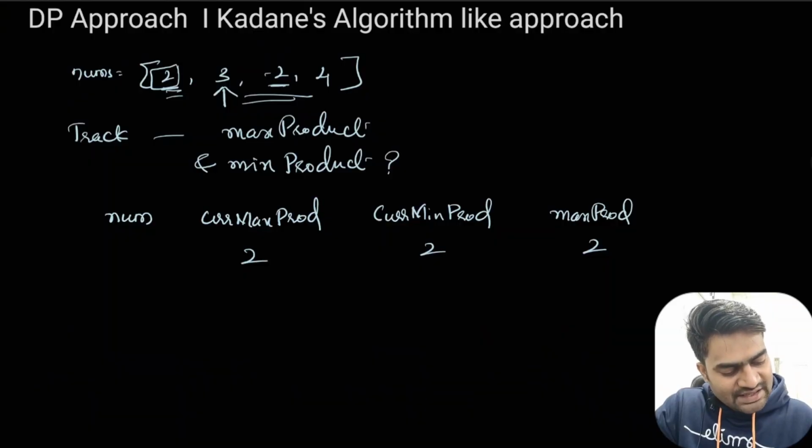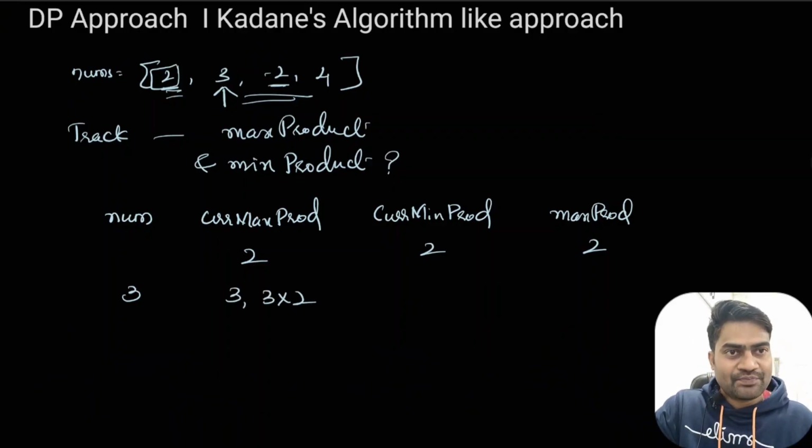Now I will take my number, which is 3. You compare this number with the previous product multiplied with that number. So basically I will compare 3 and 3 times 2. This is 6, right? Whichever is maximum out of 3 and 6, that I will take. So I will take 6 as my current max product.